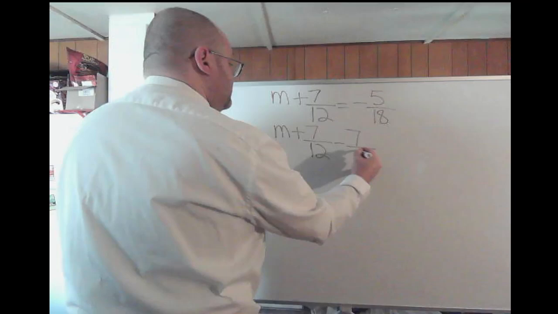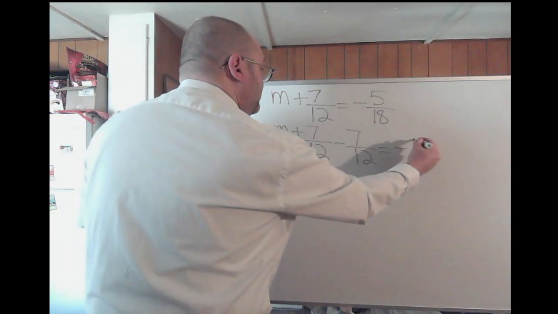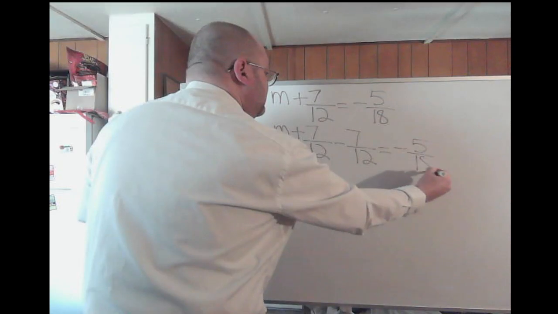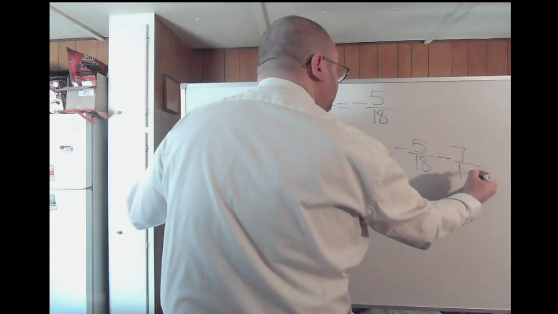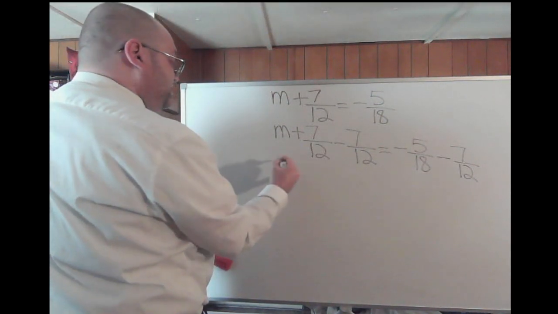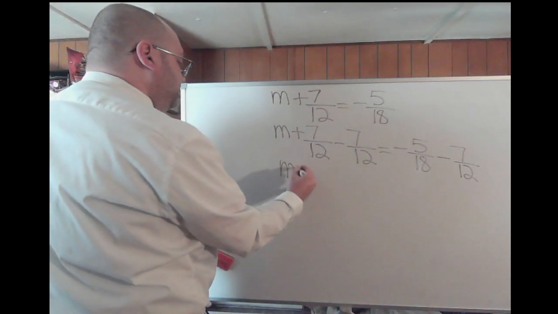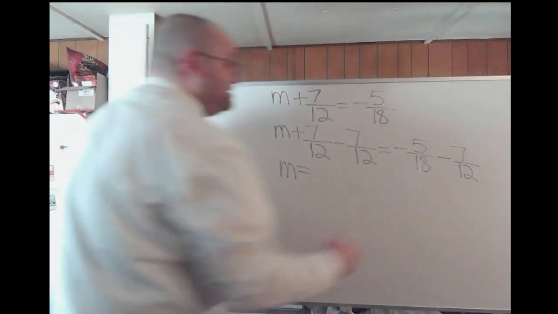So you have m plus 7/12 minus 7/12 is equal to negative 5/18 minus 7/12. Alright, so you have 7/12 minus 7/12, that's 0. You'll just get m by itself. Now m is equal to negative 5/18 minus 7/12.